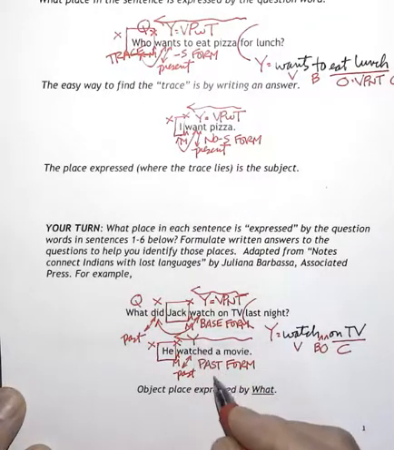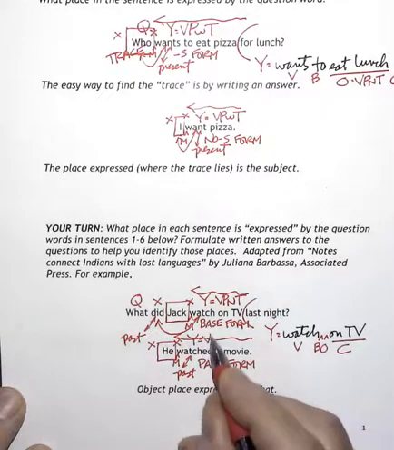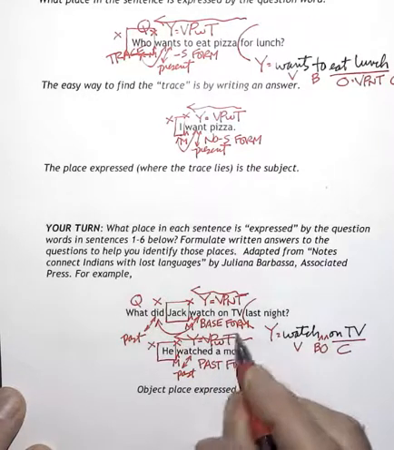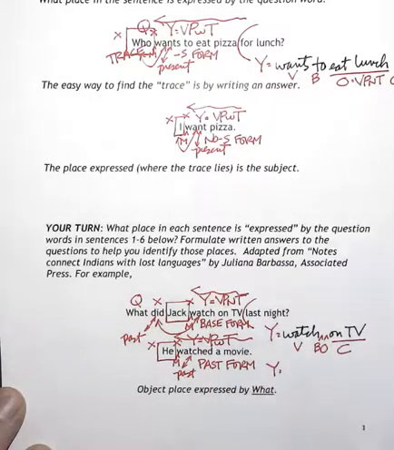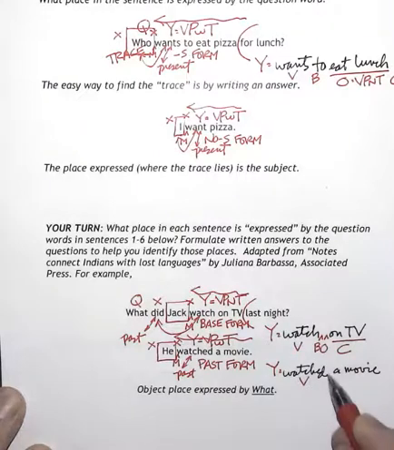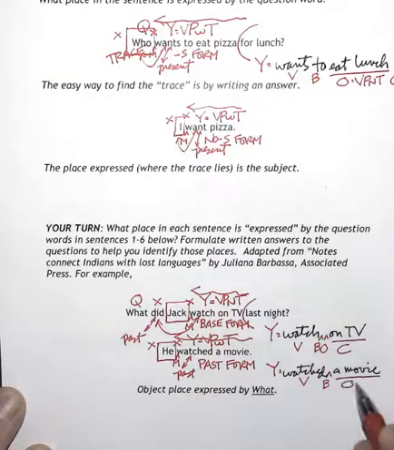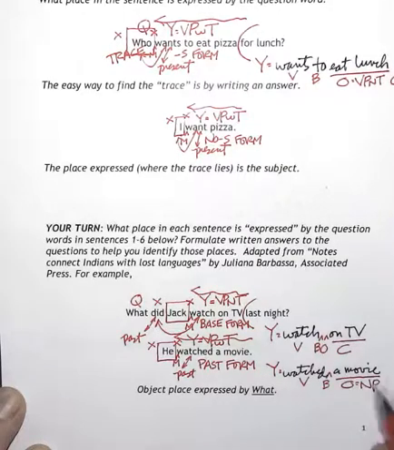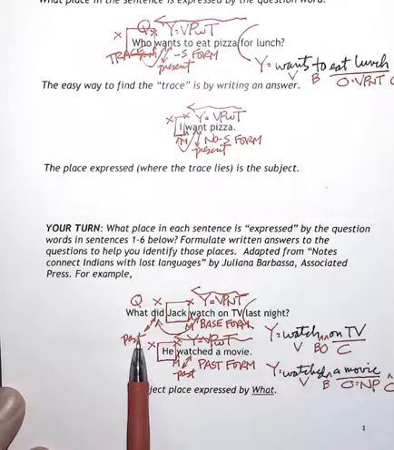The Y is a verb phrase with time. And last, let's rewrite the Y. Watched a movie. Watched is the verb, the particle place is empty, and now the object place has a movie. So what did Jack watch? The answer is a movie.